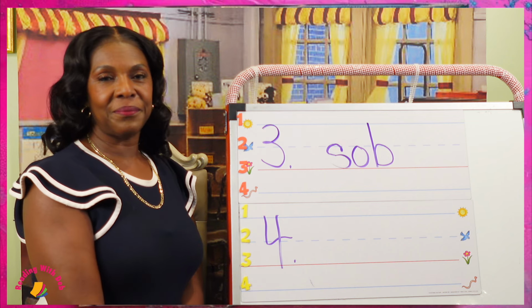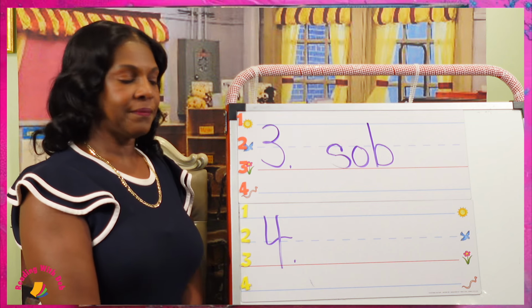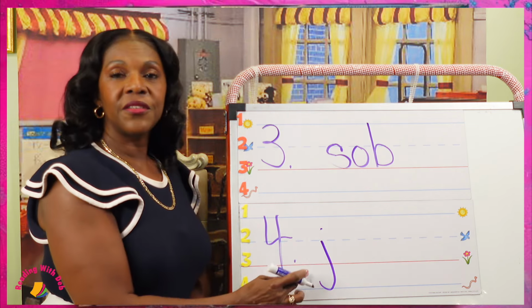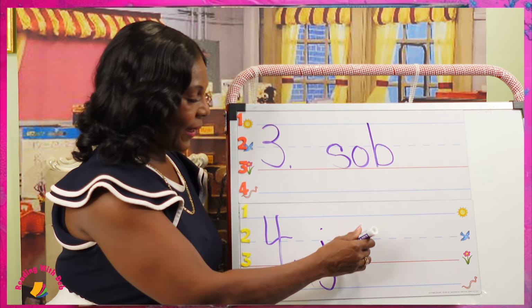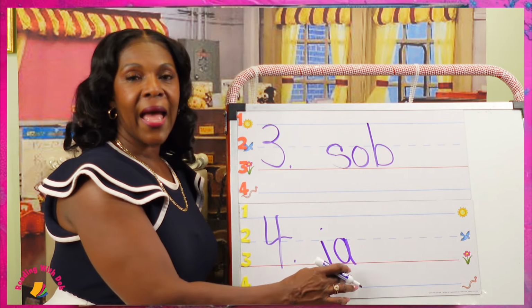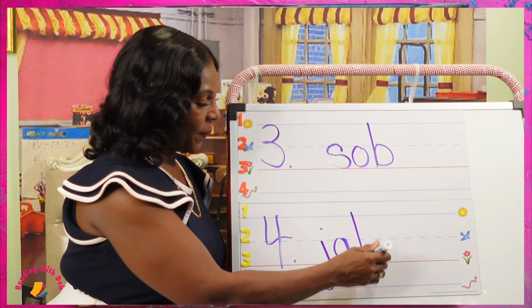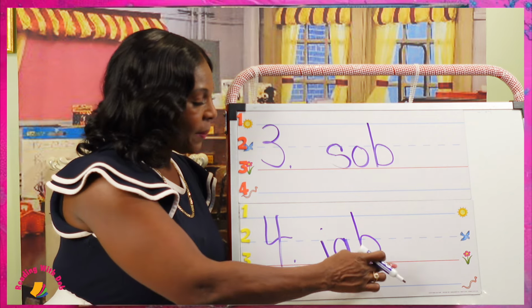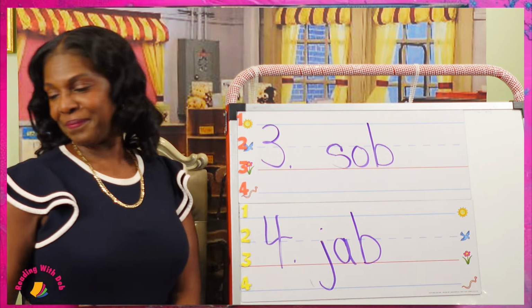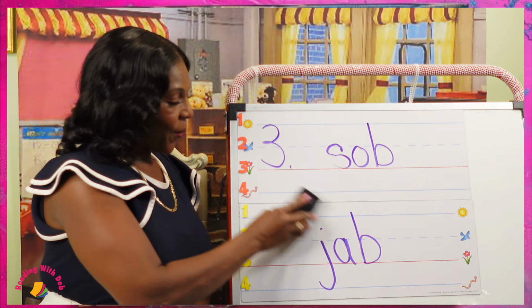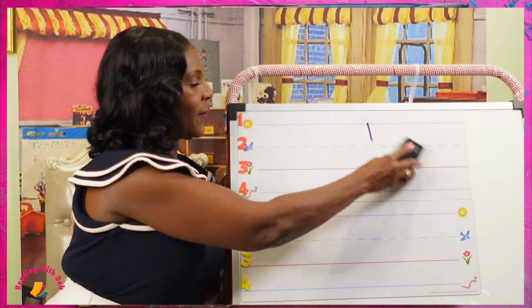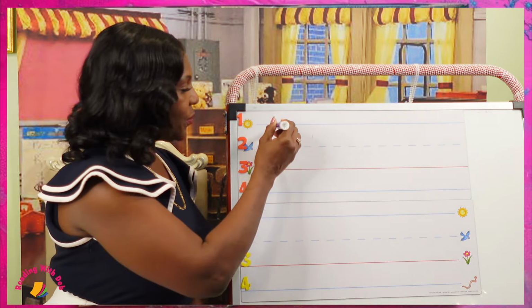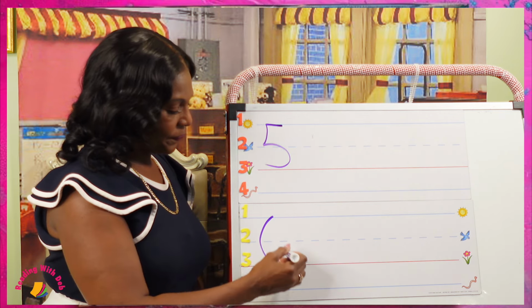Jab. Write it before I do. J. I hear J. Ja-a-a. A. Jab. I hear B. How do we spell jab? J-A-B. Jab. Okay. Number 5 and 6.